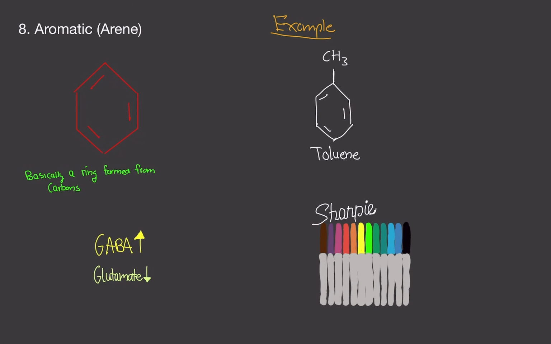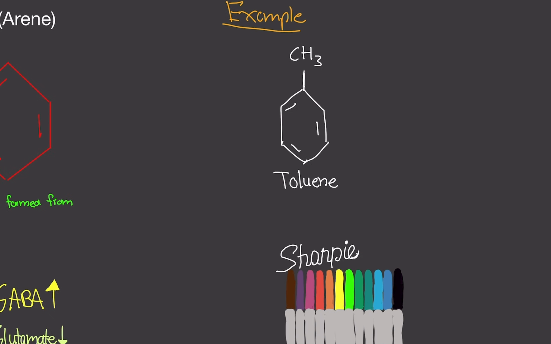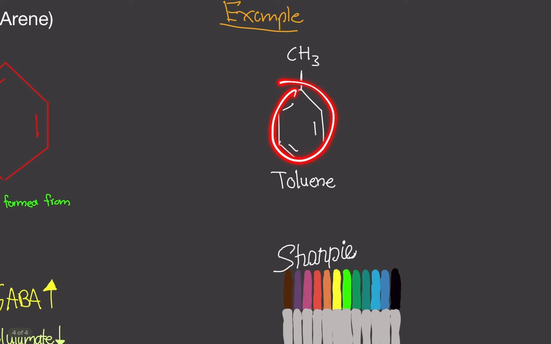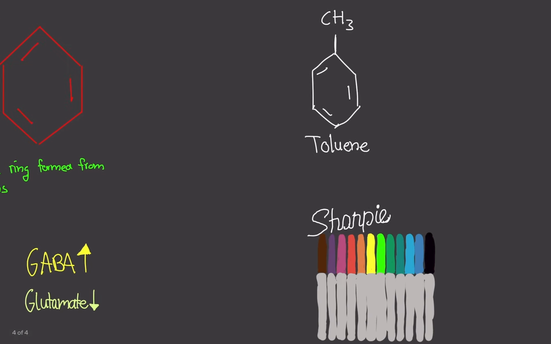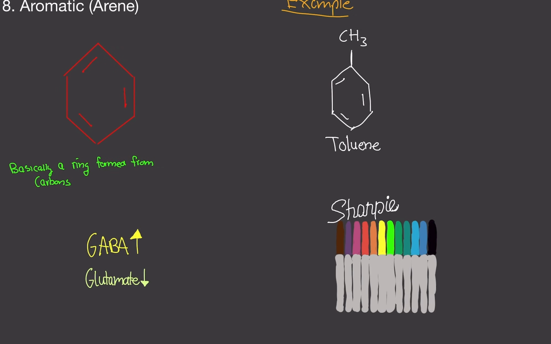Now, aromatic. Aromatic is basically a fancy way of saying a carbon in a ring, or carbons in a ring. So here's a carbon here, here, here, and here. It's a ring. I think this might be the most interesting one out of all the groups in this video. This is called toluene. It's basically our carbon ring and a methyl on the top. This is what's in Sharpies. Toluene is actually a sweet smell.